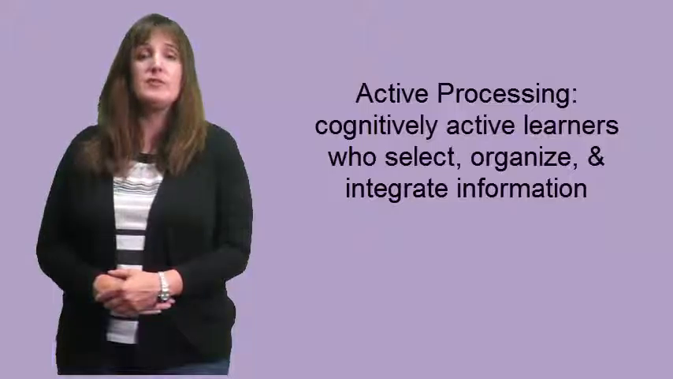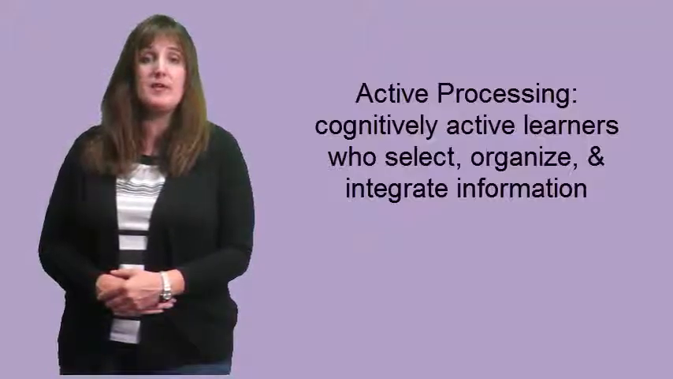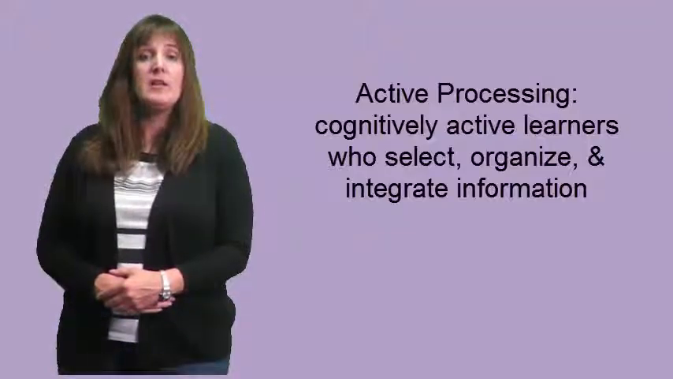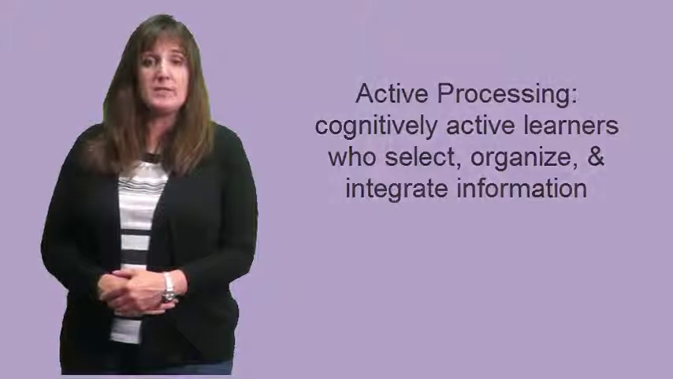Active processing refers to the cognitively active learners who select and organize information within the working memory and integrate this information with existing schemas or build new ones. There are 3 cognitive processes in this theory. Each one is comparable to the cognitive load conditions from the cognitive load theory that was just discussed.